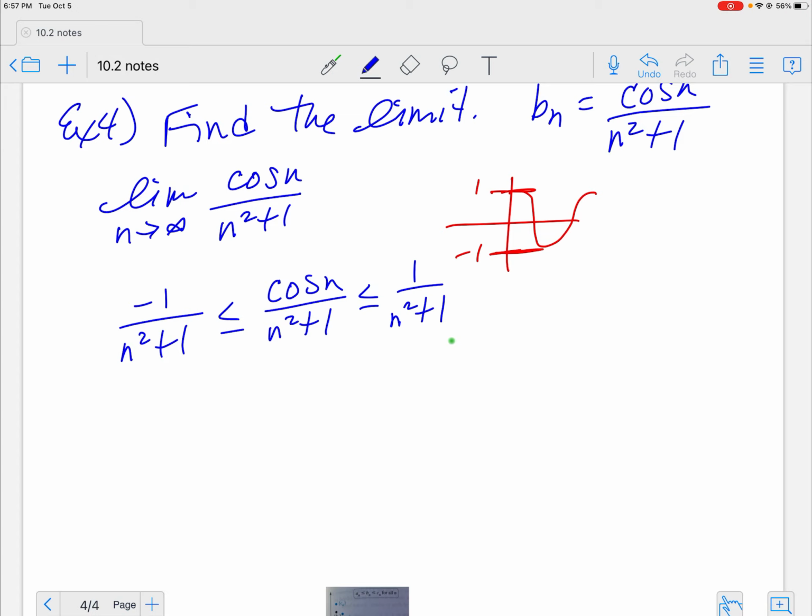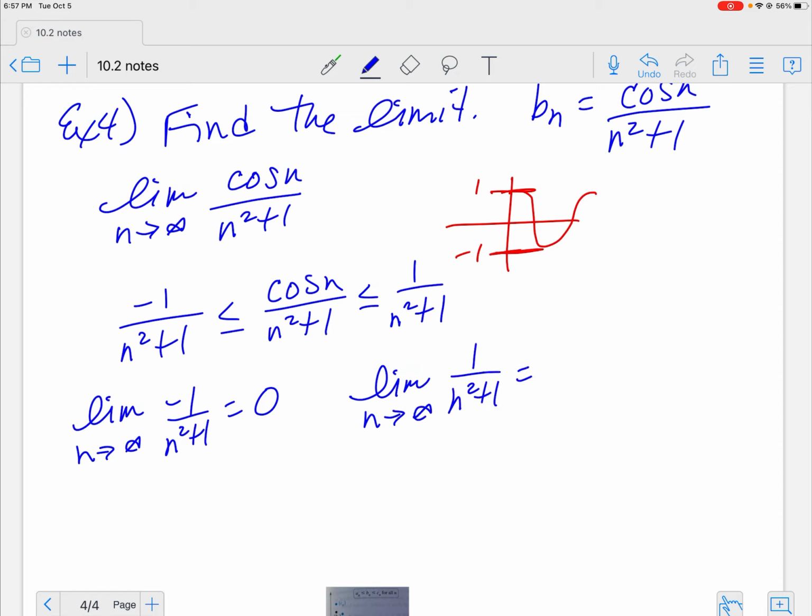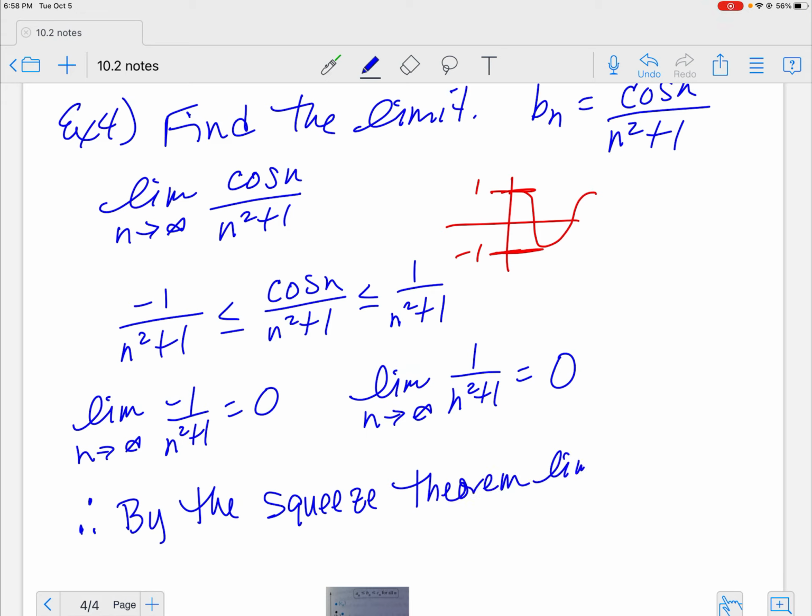Then I take the limit of the lower one as it approaches infinity. We know that's 0 because the denominator grows huge. Take the top one. We know that also goes to 0 because the denominator gets huge. Therefore, by the squeeze theorem, the limit as n approaches infinity of cosine of n over n squared plus 1 also equals 0.